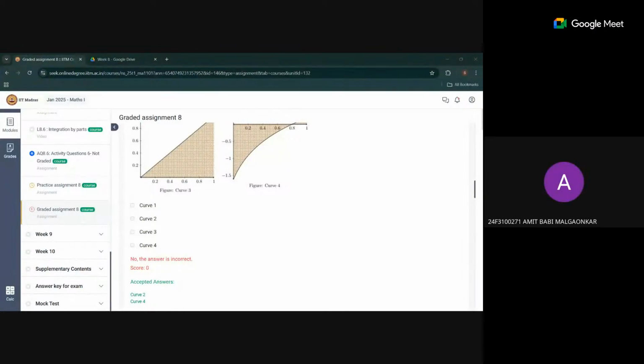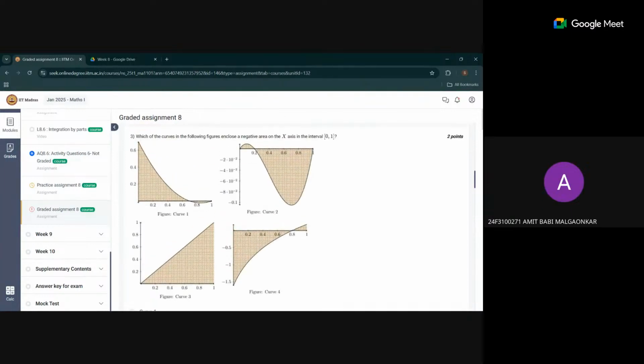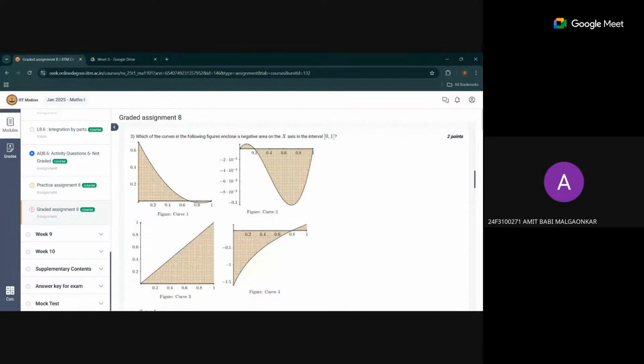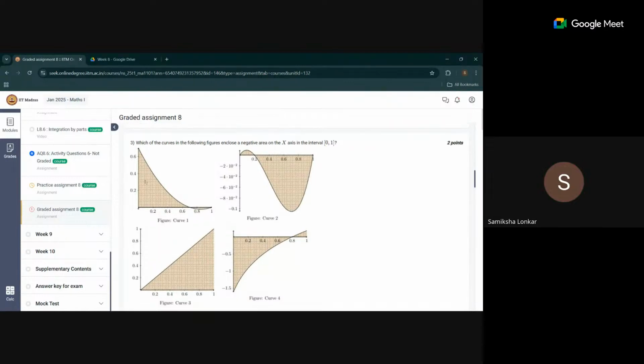Ma'am, in this question I had selected 2 and 4, but I had also selected one of the others, number 1. Here it goes below the x-axis, so that is also considered a negative area, right? In figure 1, curve 1, the area of this portion will be much larger than this area. So if you add it, this won't give you a negative area.